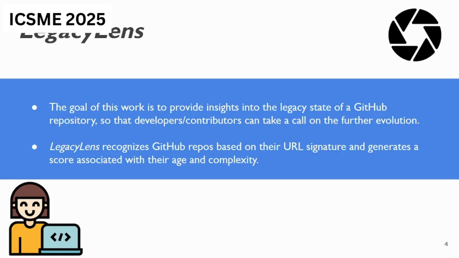Here we are defining the legacy state of a repository with the help of two main metric categories, which are age and complexity. Age basically tells us how old the repo is, or rather when was the last update, or when was this repository last active. And complexity tells us how hard it will be to understand and make changes to the code base.